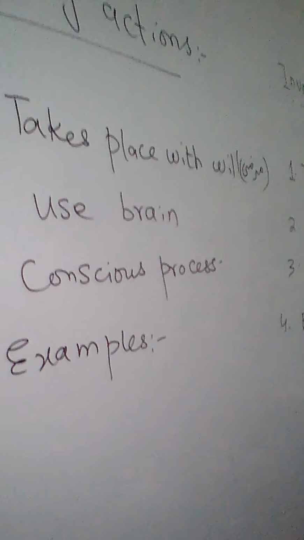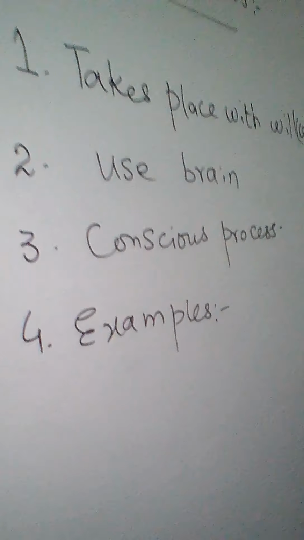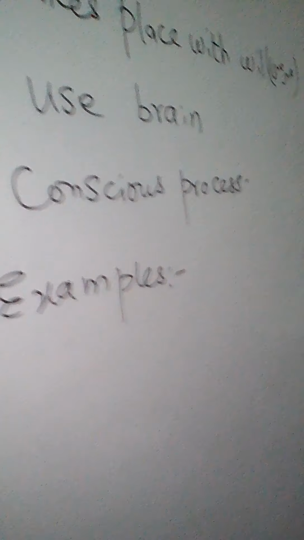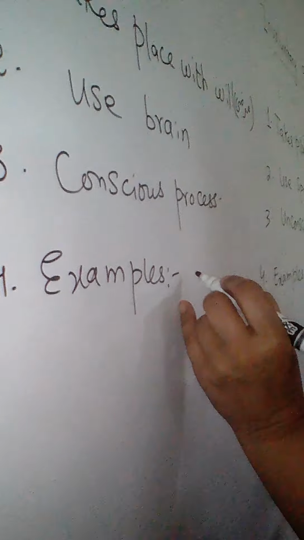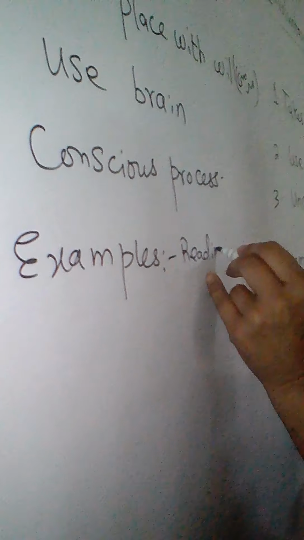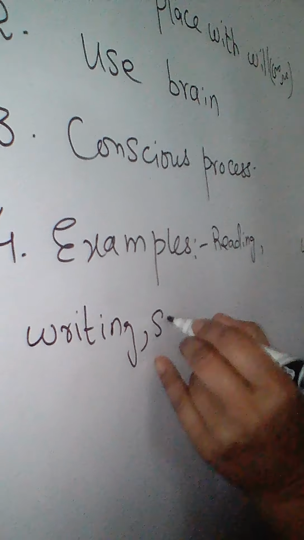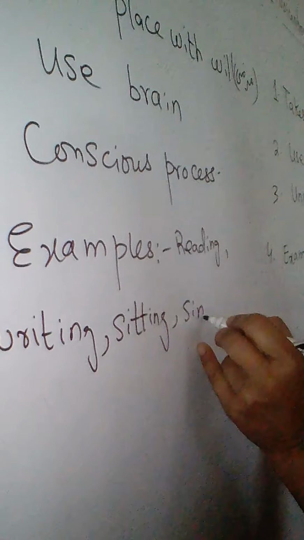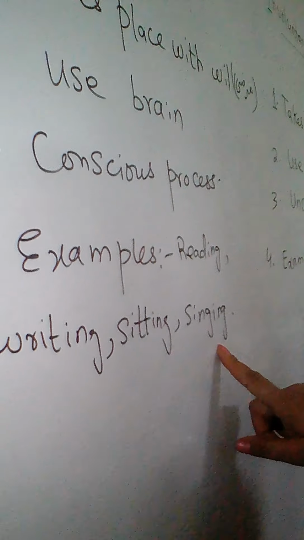Then, examples of voluntary actions are reading, writing, and sitting, etc. So we can say that voluntary actions involve reading, writing, sitting, you can say singing, etc. Whatever you do with your will, everything is included in voluntary actions.